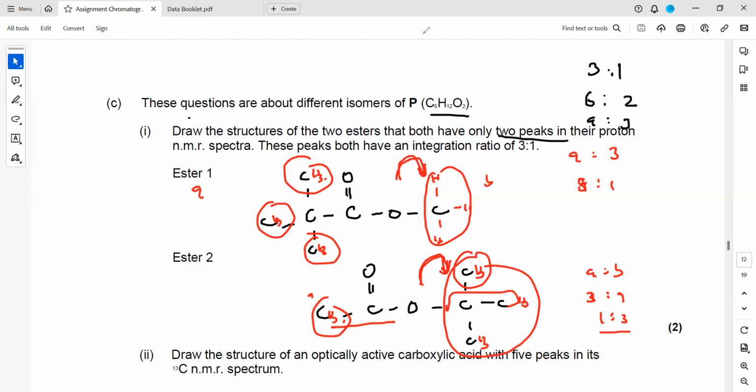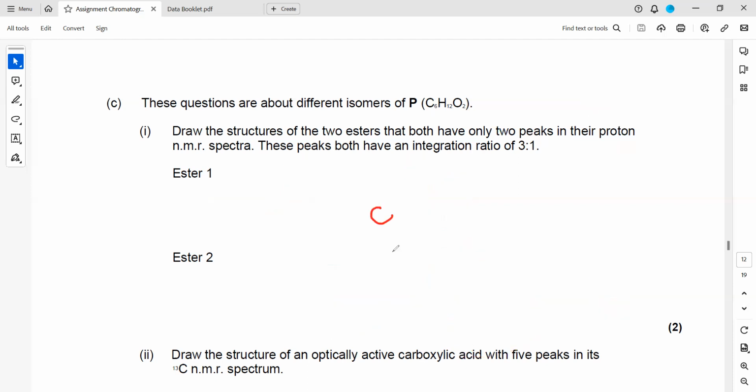Because if I have CH3, C double bonded with O and CH3, or CH2, CH3. And if I draw the other way around, for example, I draw OCH3 and then CH2 and CH3 on the other side. So these two are not identical esters, they are different esters.